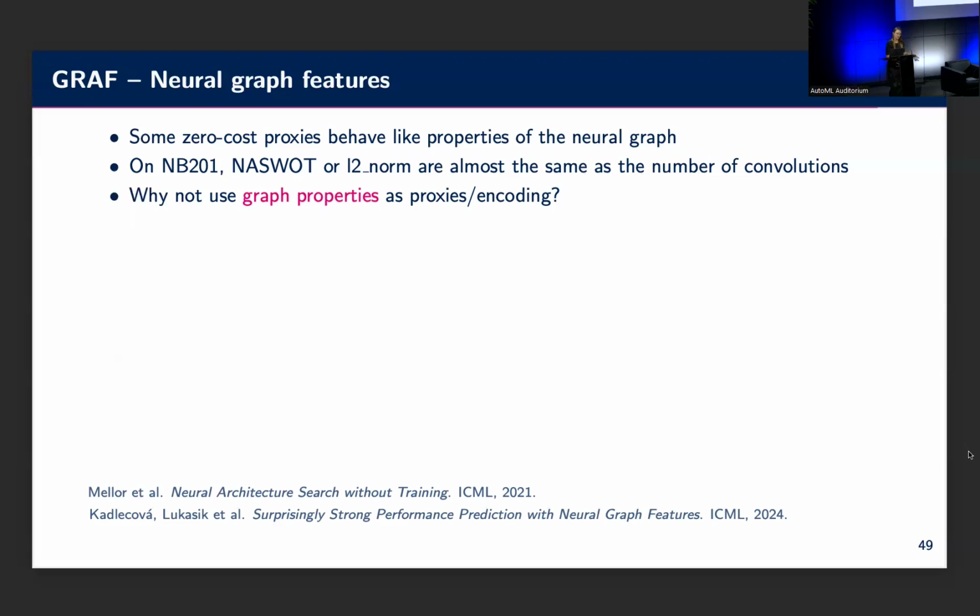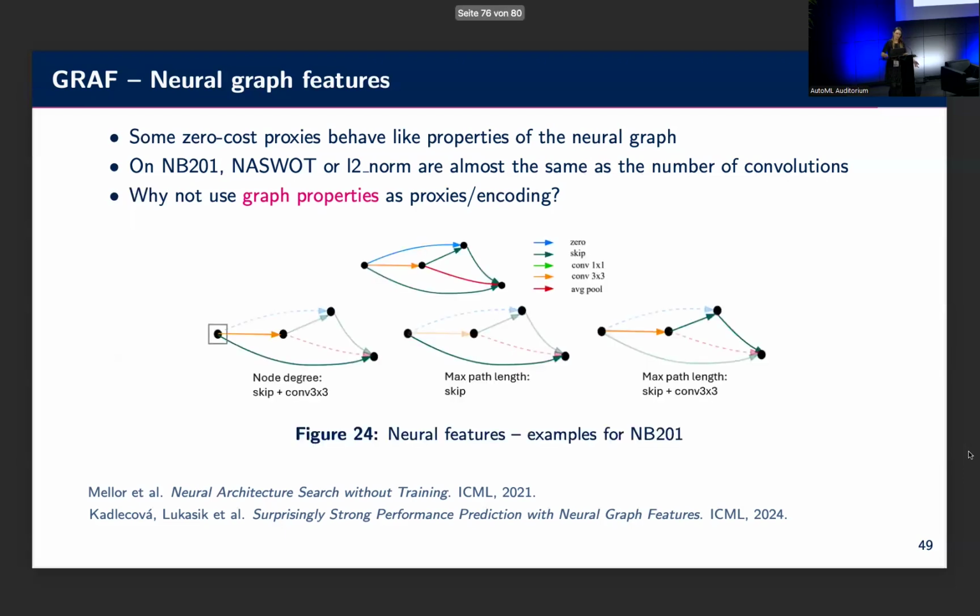But now the positive part is, why don't we just use the graph properties as proxies or as an encoding? And this is an amazing picture by Jovita, and it showcases some of the proxies. On the top, you've got the standard NAS-Bench-201 cell, and then there are 3 examples of the graph features.